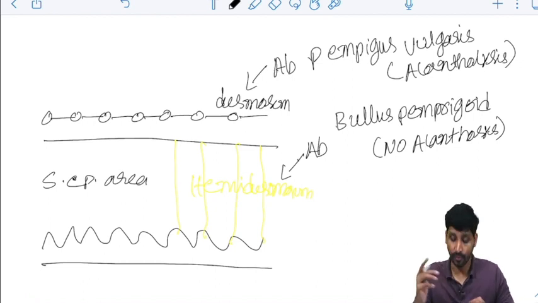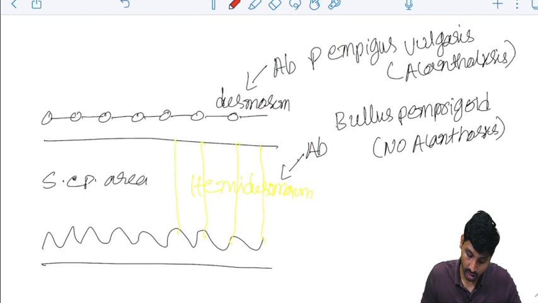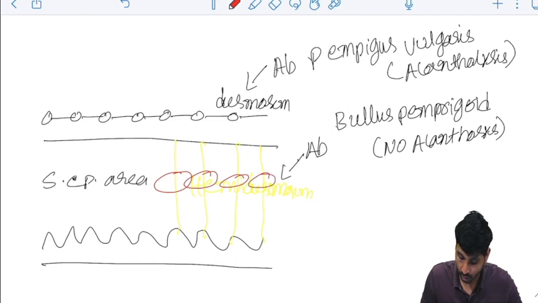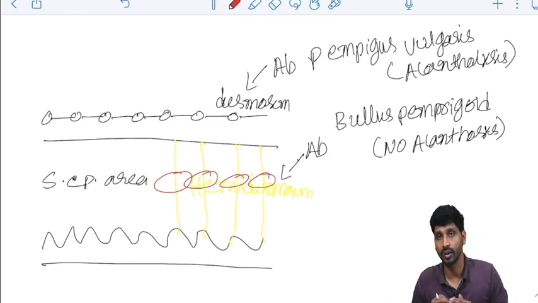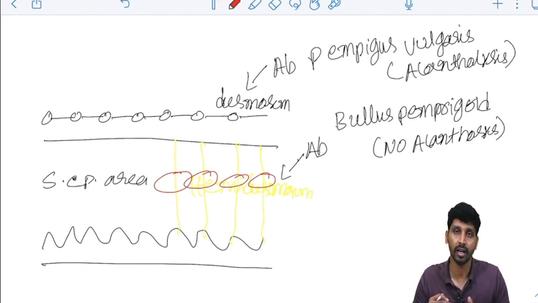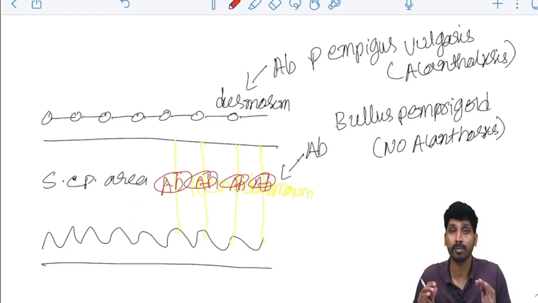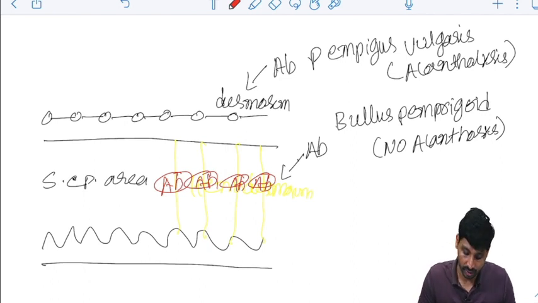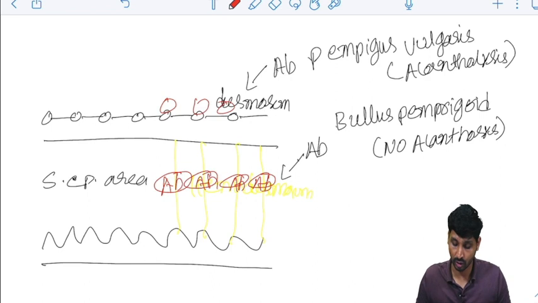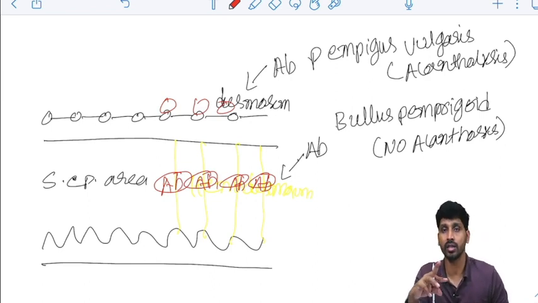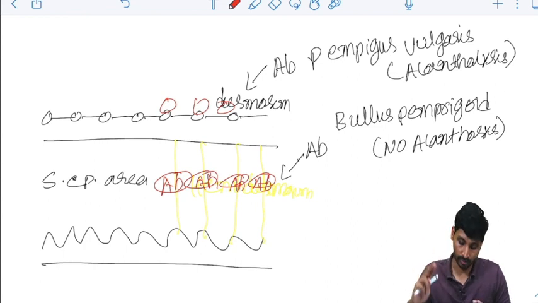you can identify the autoantibodies in the subepidermal area. If you see lesions in the subepidermal area targeting hemidesmosome, with antibodies scattered here, that is known as bullous pemphigoid. And if you see antibodies at the desmosome, that is known as Pemphigus vulgaris. This is the classical difference to identify which type of autoimmune skin disorder you have, targeting desmosome or hemidesmosome.